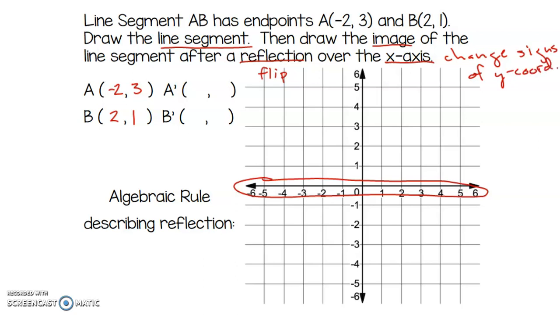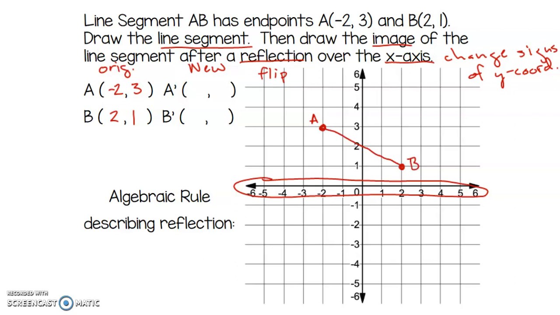All right, so let's draw our first line segment. So remember, this is our original, the pre-image, and then we're going to find our new. Okay, so -2, +3 is right here. 2, 1, so +2 for x up to 1. Okay, there's my line segment.